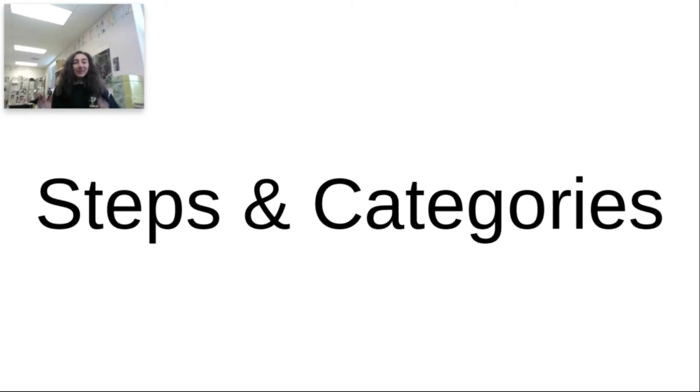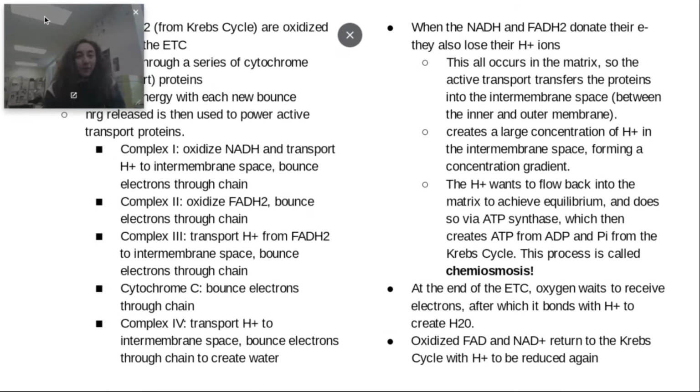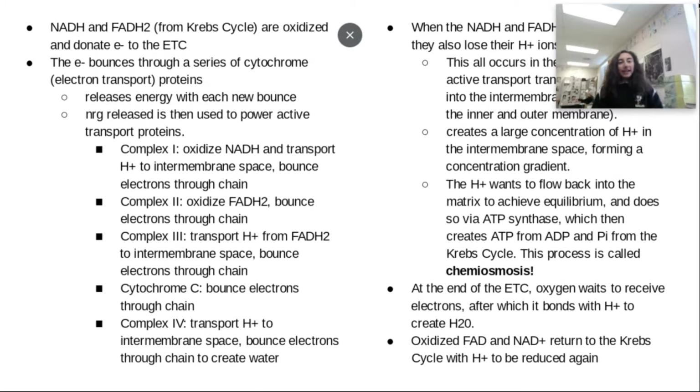So let's get into the steps and categories of this very complex set of reactions. So first, we have NADH and FADH2 from the Krebs cycle. So they're the products of the Krebs cycle and the reactants of the electron transport chain, and they are oxidized and donate their electrons and their hydrogen ions to this process through a series of cytochrome proteins.